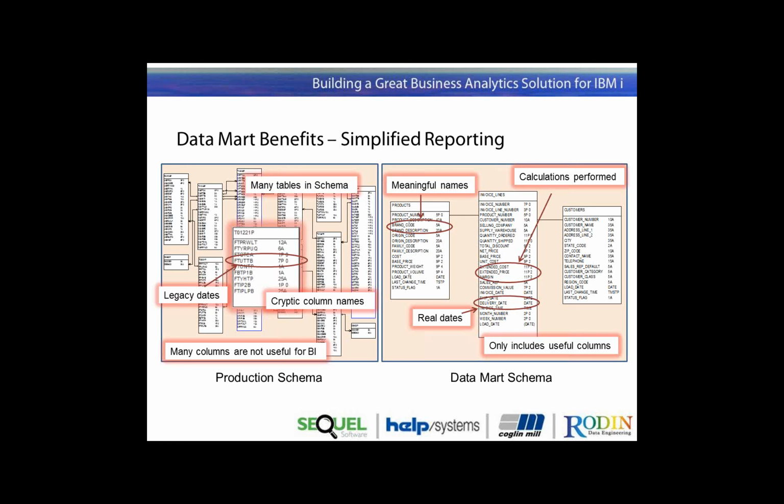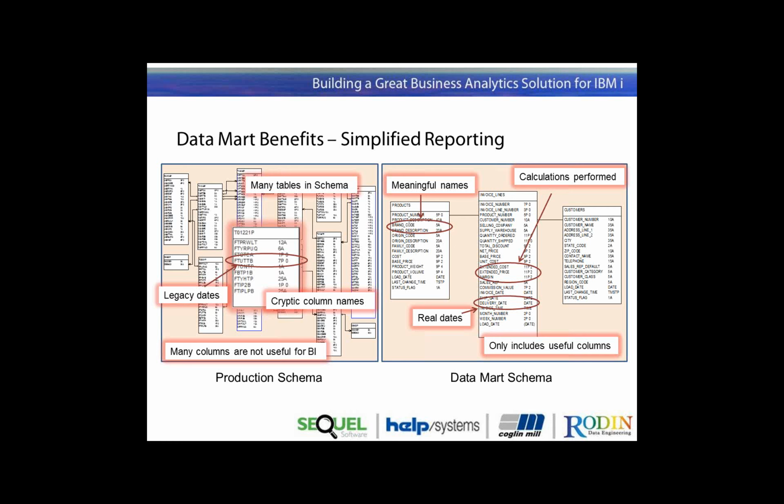On the right-hand side of this chart here, I've got a data mart that I've built from that schema on the left. So here I've flattened it out to just 3 tables. I brought in descriptions, and I've probably got some duplication of data here across the rows in the table, but that's all good because it's going to simplify my end user reporting. I've converted dates into real dates.